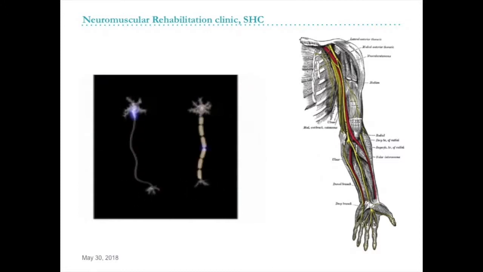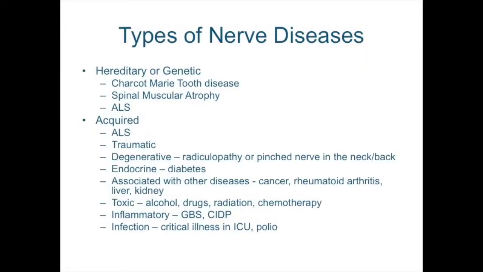There are many, many different types of nerve diseases, and we can classify them in different ways, but one way is to classify them as to whether they are hereditary or genetic causes versus acquired later in life for other reasons. So an example of a hereditary condition of a nerve disease is Charcot-Marie-Tooth disease. Another name for it is hereditary sensory and motor neuropathy.